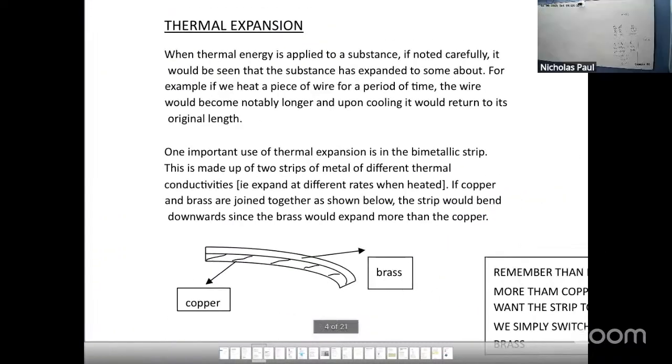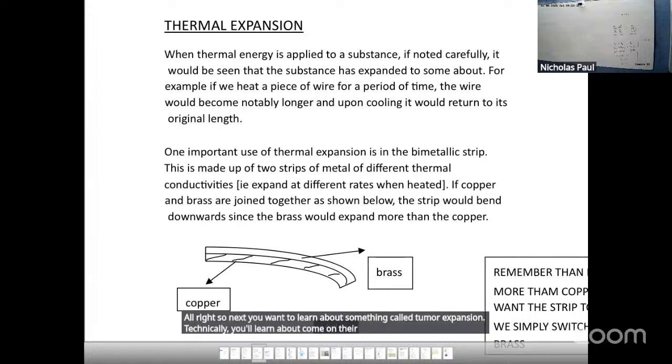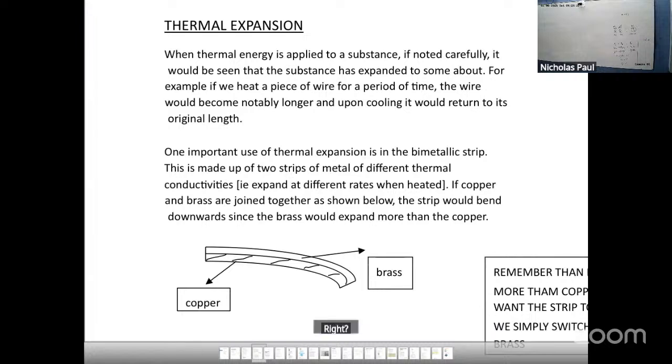All right. So next, you want to learn about something called thermal expansion. Technically, you'll learn about thermal expansion already, yeah? You'll remember that mercury expands upon heating. So basically, when you heat substances, some expand, right? So you want to look at a particular material that is made up of two metals, yeah?